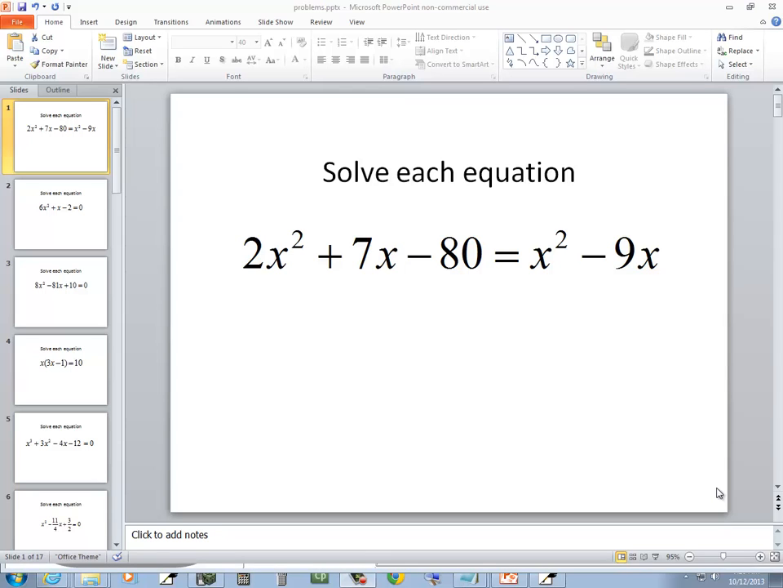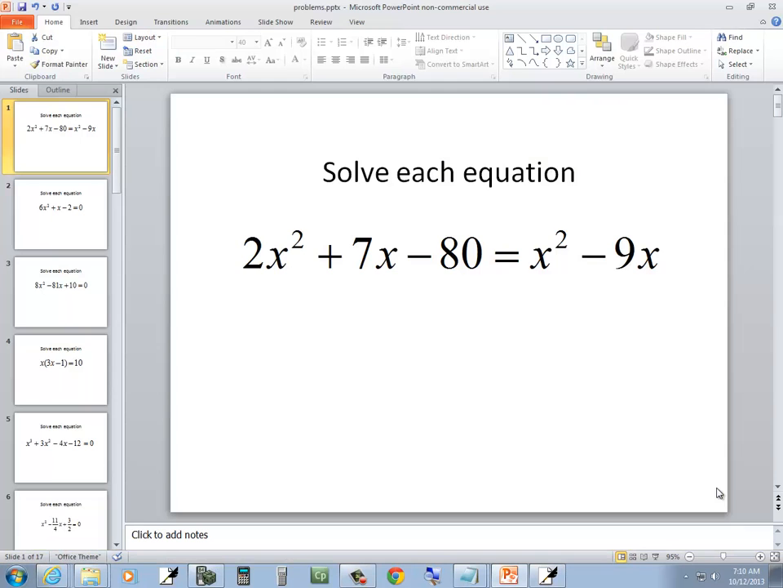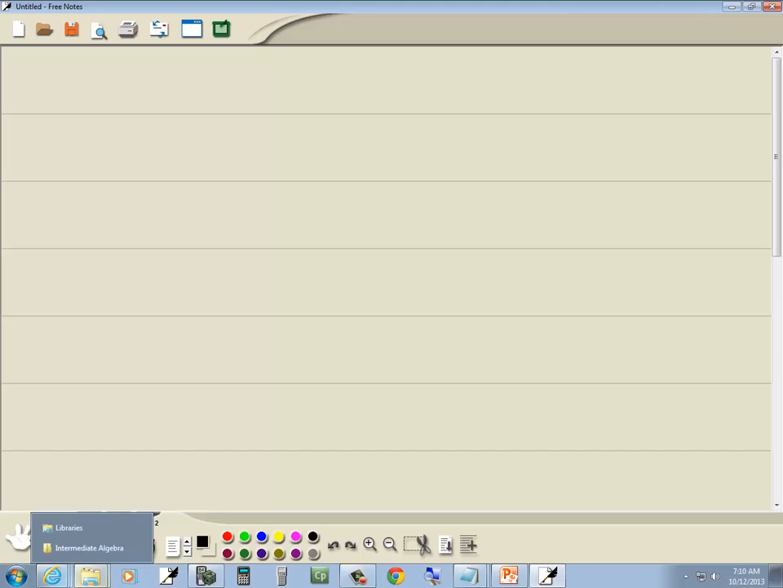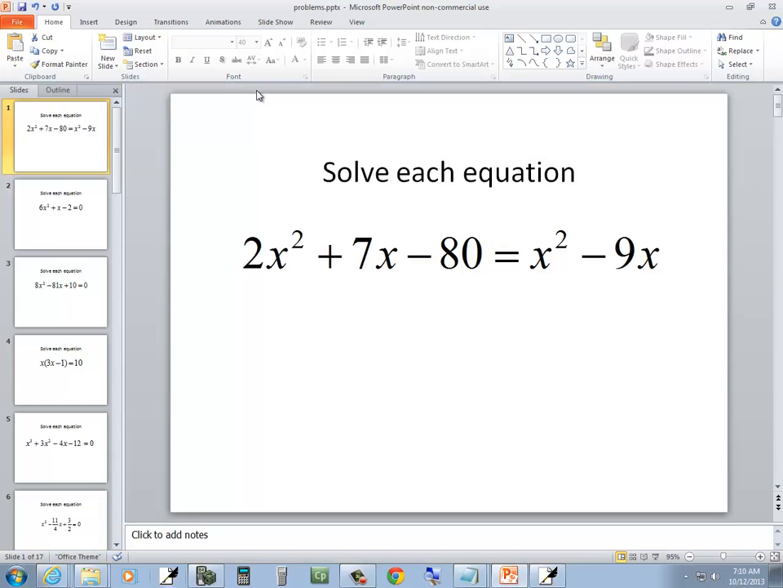Let's take a look at this problem. We've got 2x squared plus 7x minus 80 equals x squared minus 9x.